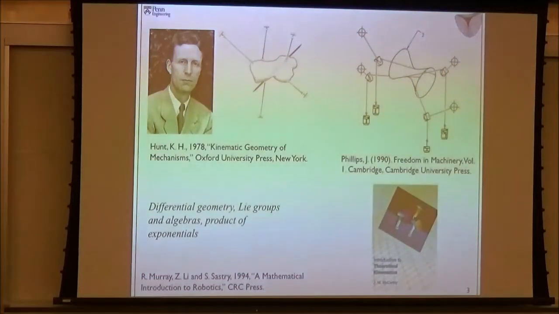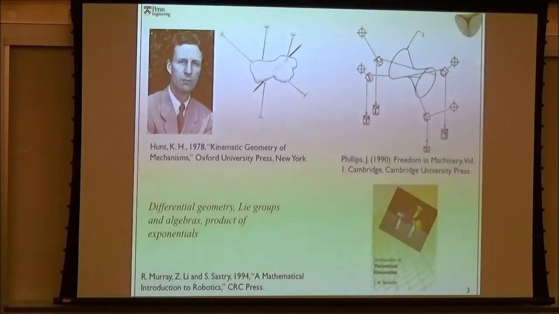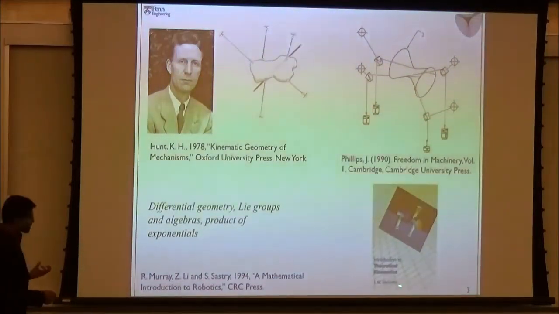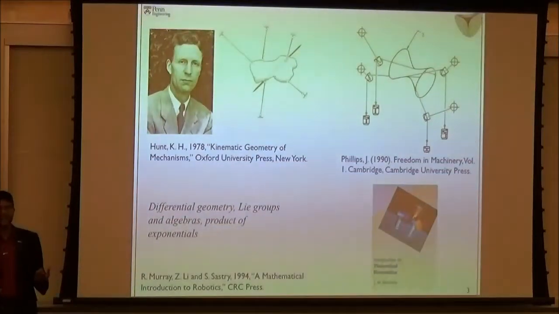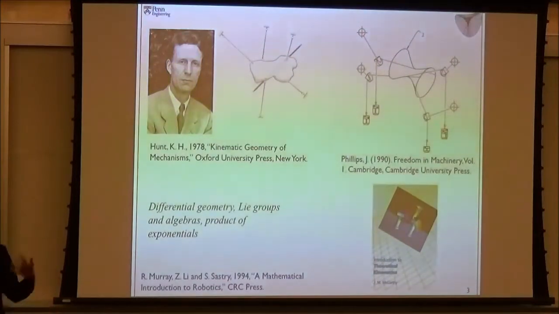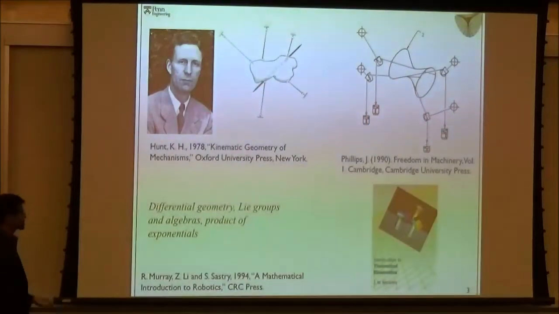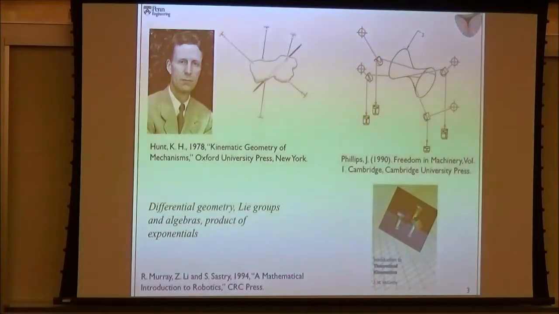A lot of the material I'm pulling from Richard Murray, Zexiang Li, and Shankar Sastry's book, which I think is the best textbook on Lie groups and algebras as applied to robotics along with differential geometry. This book by Mike McCarthy, although it says Introduction to Theoretical Kinematics, actually has a lot of the computational tools that we use. Computational meaning doing calculations, not necessarily numerical computations. So these are the four books that you might consider pulling together if you want to learn material relevant to what I'm going to be discussing.